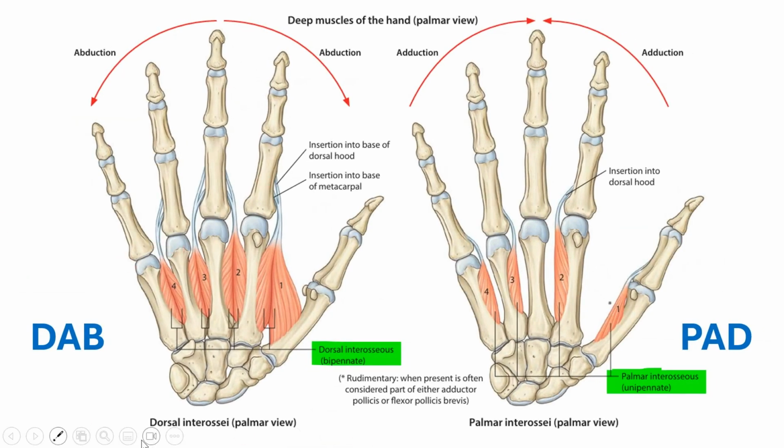Yes, you can see this is dorsal interosseous and palmar interosseous. Dorsal interosseous muscles are bipennate and action is abduction. You can memorize it as DAB: dorsal interosseous abduction. And these are palmar interosseous muscles. Palmar interosseous are unipennate and action is adduction. So you can memorize it as PAD: palmar interosseous adduction. Palmar interosseous are unipennate, dorsal interosseous are bipennate.